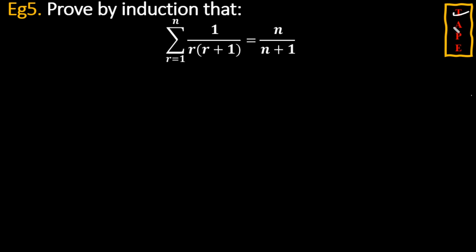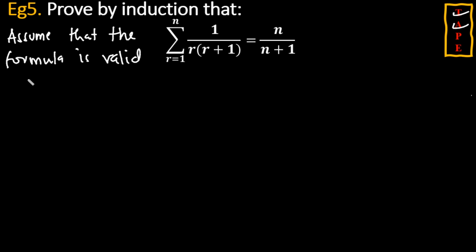Now, step number 2, we are going to assume that the formula is valid for n is equal to k. Remember, in step number 1, we can test that it is valid for n is equal to 1, n is equal to 2, n is equal to 3. But it fails to be practical for n is equal to, for example, 6, 7, and other values. Therefore, we have to first assume that this formula is going to be valid for n is equal to any number which is equal to k.